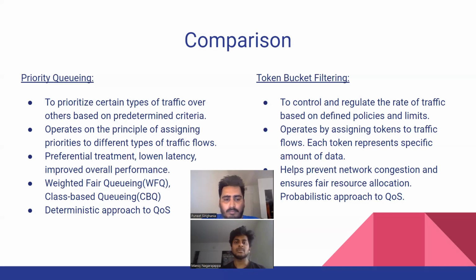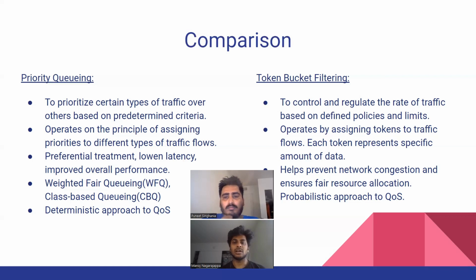It can also be implemented using a variety of algorithms such as weighted fair queuing and custom queuing, each offering different methods of assigning and managing priorities. And priority queuing also provides a deterministic approach to quality of service, allowing administrators to control and allocate network resources based on their importance and application requirements.